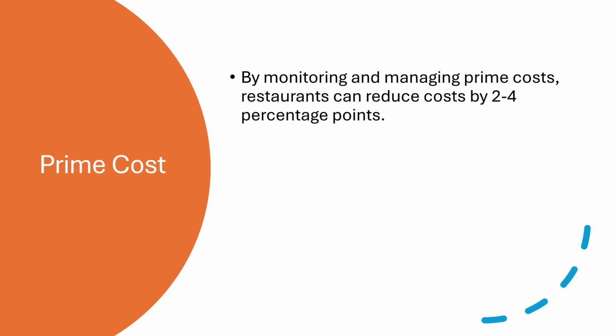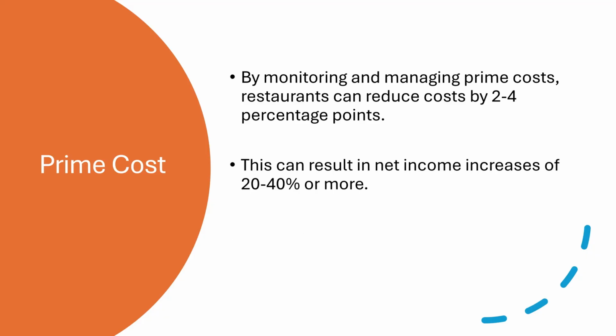Believe it or not, by managing and monitoring prime costs, restaurants can actually reduce their costs by 2 to 4 percentage points. If they can do that, you can actually see a net income increase of 20 to 40%. It's been proven time and time again. It comes right out in the profit and loss. So if we're keeping good controls and monitoring on our prime costs, we can really change the outcome of a quarter or a year of managing the monies in the financials in a restaurant. So make sure that we're on top of those things going forward.